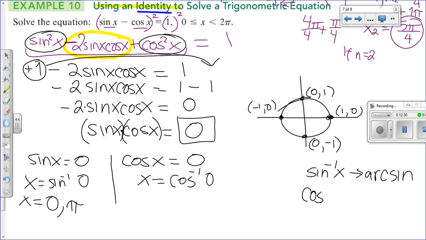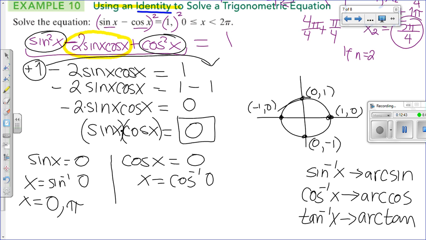So how do you guys think we could say cosine inverse? Arc cosine. And then how can you say tangent inverse? Arc tangent, yes. Just in case you see them, they have the exact same meaning.